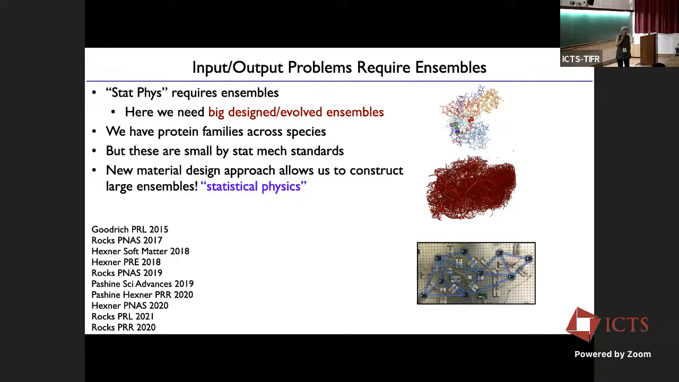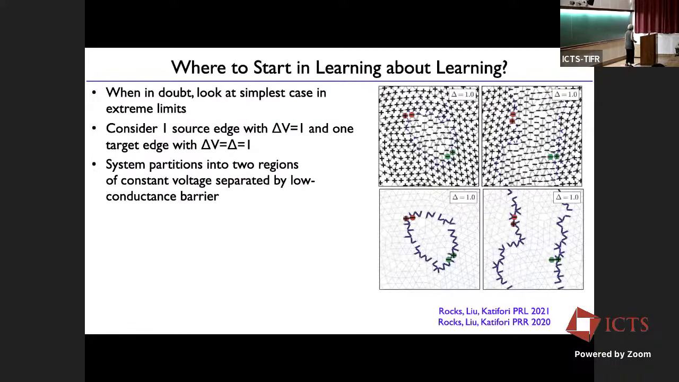So this is why we have spent all this effort to think about how to design new materials so that we have these ensembles. All right, so where do you start if you want to learn about learning? Well, you start with the simplest case in the most extreme limit, right? We all know that. So the simplest case is, for example, this case.